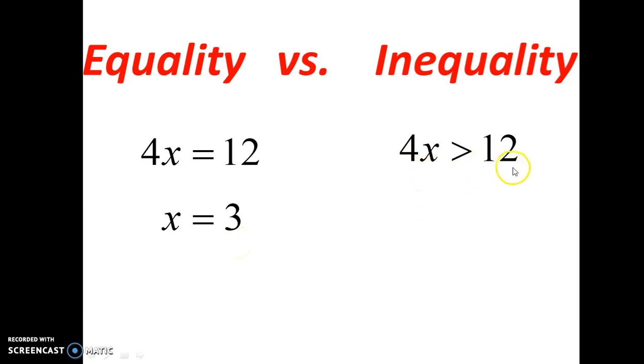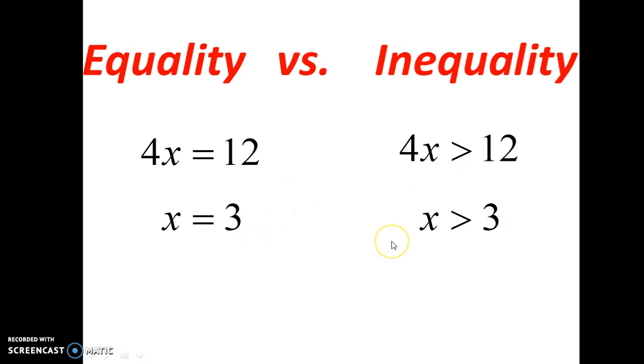Let's take the same one and write it as an inequality. Now we have a greater than sign here. 4x is greater than 12. Again, the process is the same, divide by 4, but we end up with this statement. In this case, there is not just one answer. The answer to this inequality is x values that are greater than 3. That means any number greater than 3. So that could be 3.1, 3.2, 3.33335, whatever, any number greater than 3. So actually there are infinite solutions to this inequality because the solution can be anything greater than 3.